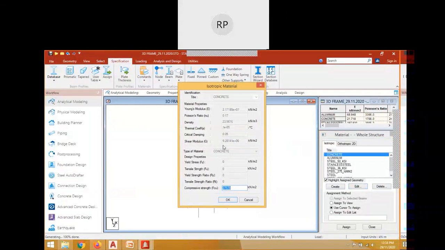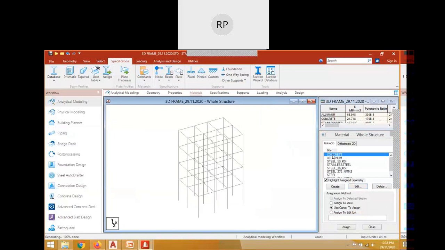Okay, so other properties like Poisson's ratio, which is 0.3 for concrete, that also you can change. Density currently is 23.5, you can put it 25. So these properties you can change in STAAD editor where this concrete is defined. I will show you later on how to go to the editor and then change these properties.